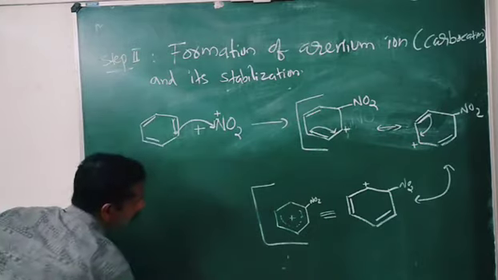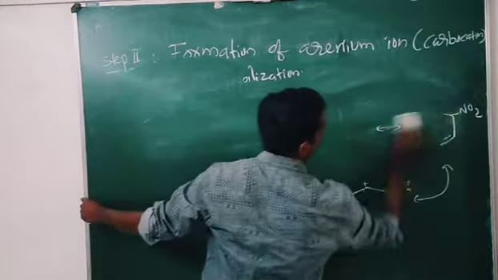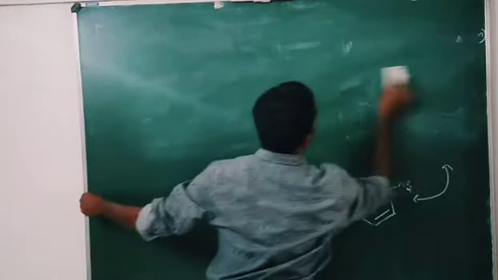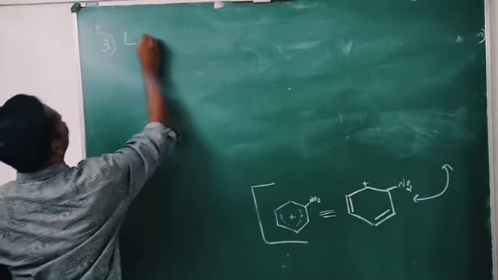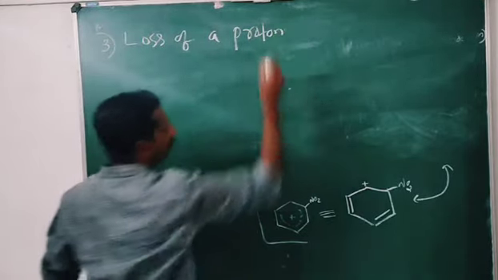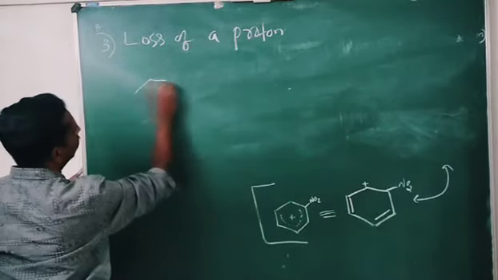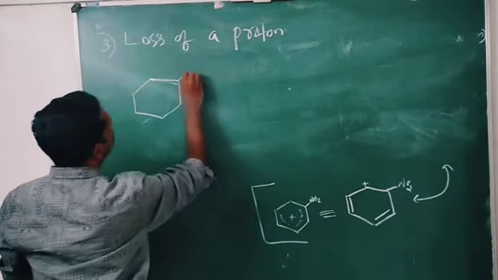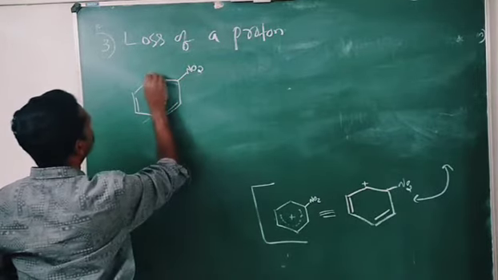And the final step, look here, in the last step. Third step, what is that? Loss of a proton. So here I am taking the last structure. What is the last structure we are getting by resonance? Here it is like this. Here it is NO2, and here is a double bond. Here is a double bond. Here is a positive charge.